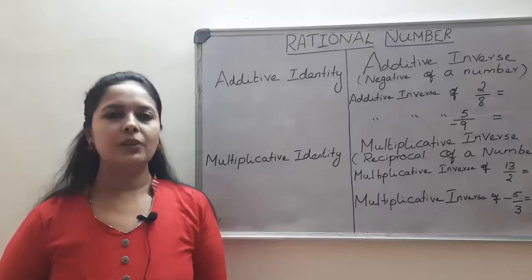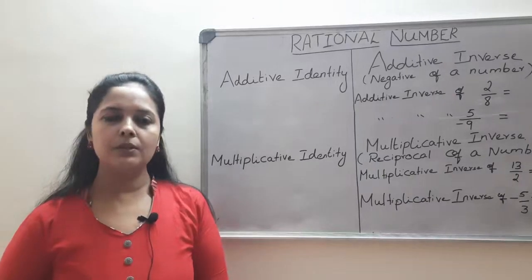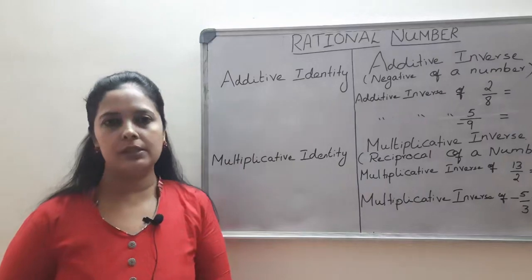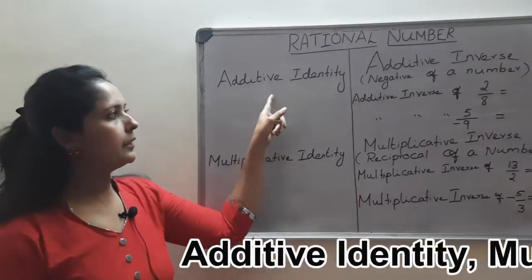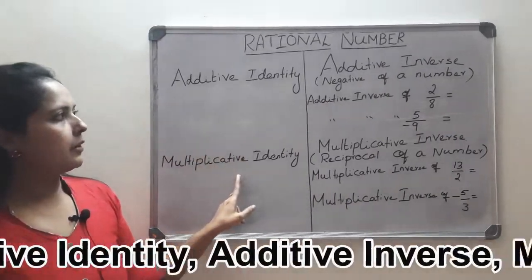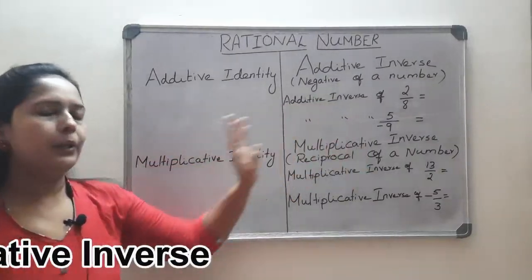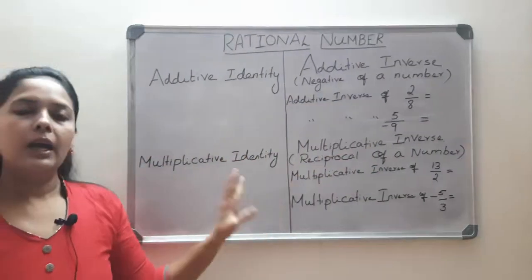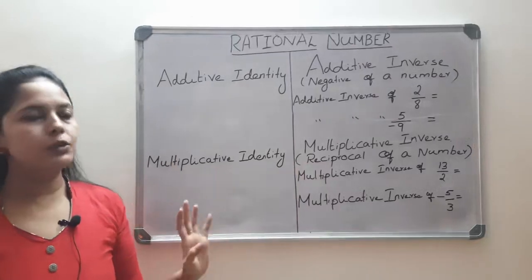Good morning students. Today we are going to see in rational numbers 4 important topics we are going to discuss, right? First one is additive identity, multiplicative identity, additive inverse, multiplicative inverse. This is so easy and easy to remember also. Just listen to me carefully.